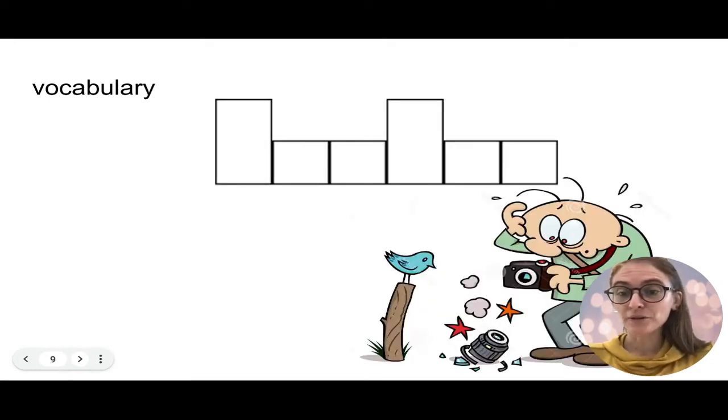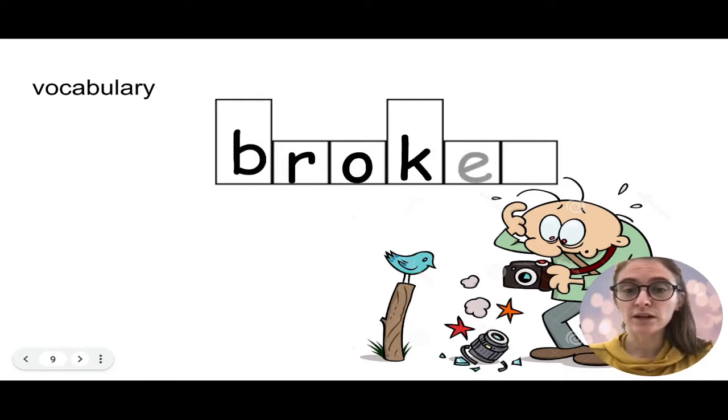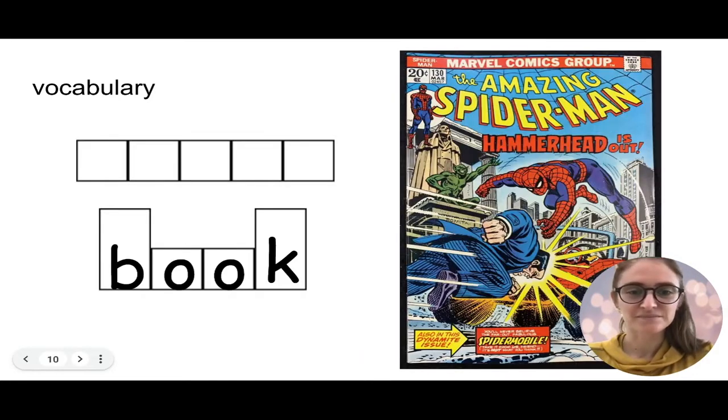Oh, what happened to this camera? Oh, it fell on the floor. Now it is broken. We have broken. Needs to buy a new one, I think.